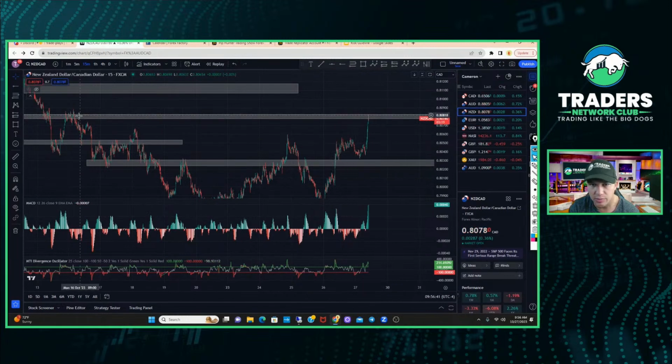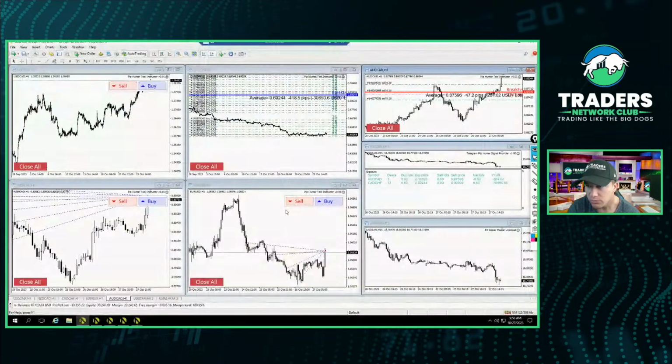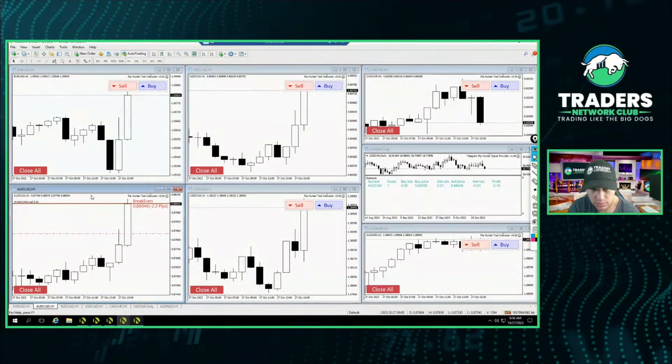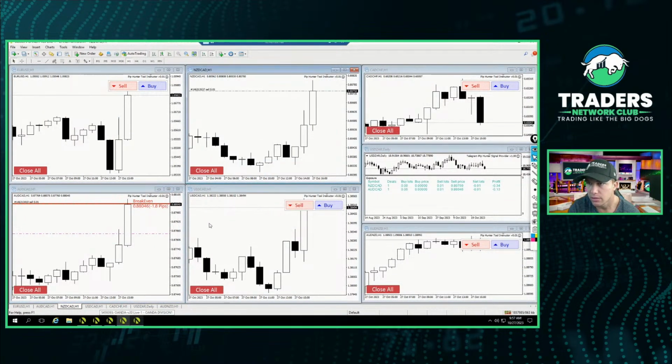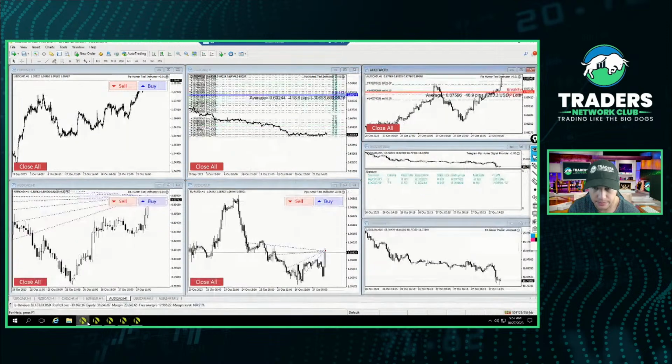Price is at this area where we should see price reject off a little bit, retrace, and grab some more liquidity if it wants to continue to move to the upside. So definitely going to go with a sell here on the New Zealand CAD. And I'm going to go ahead and click sell. And just like that, we're in a trade.